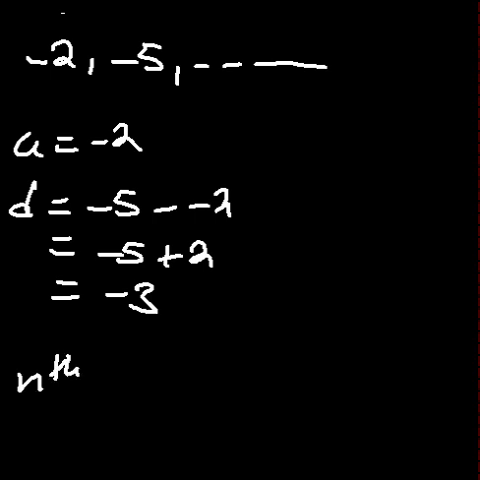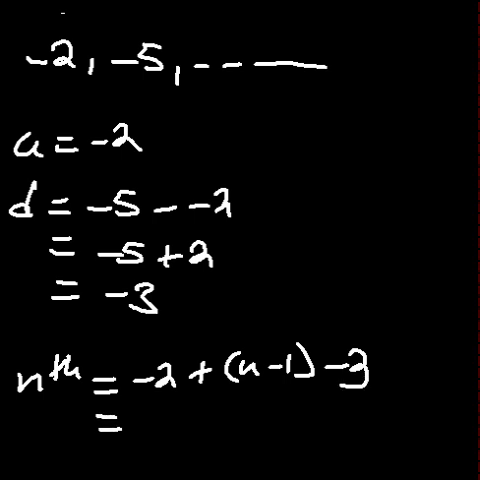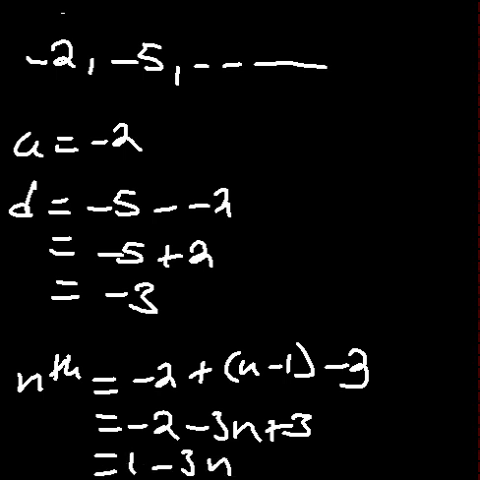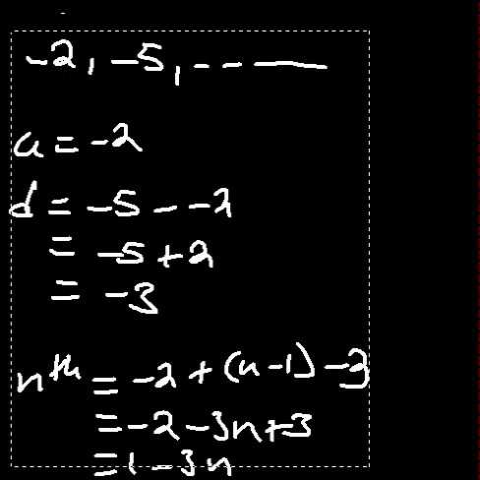So now the nth term will be given as -2 plus n minus 1 times -3, which is the same as -2 minus 3n plus 3, which is the same as 1 minus 3n. So this is the nth term formula you have to understand. In this case, if you like to have a term on position 100, you just have to substitute that into the nth term formula to have that particular value.